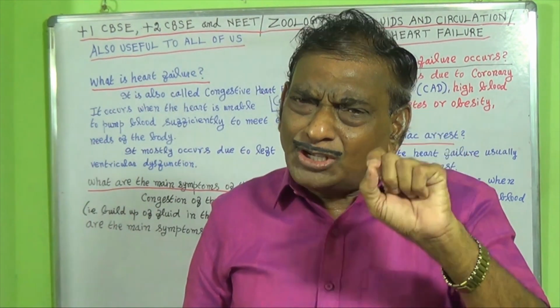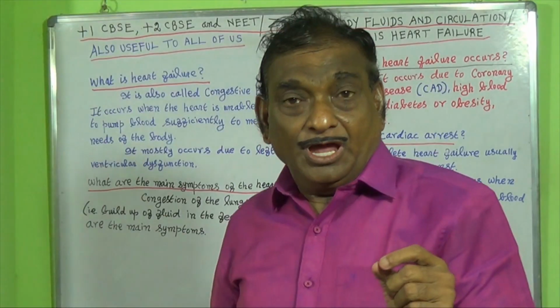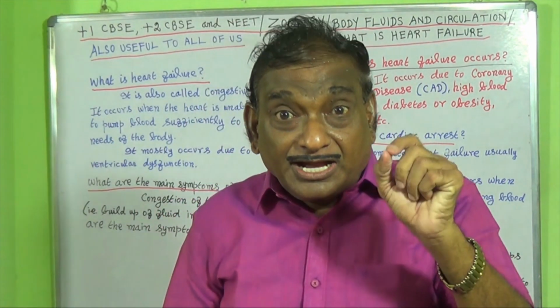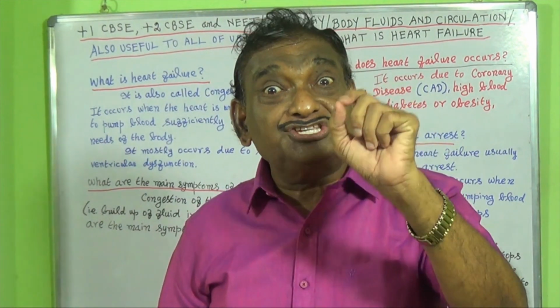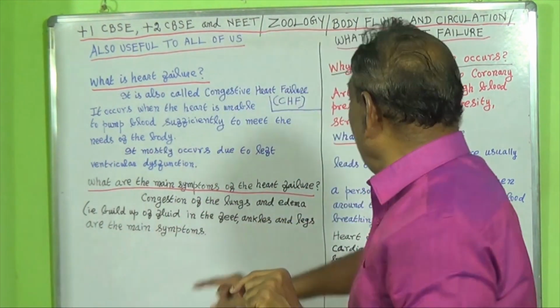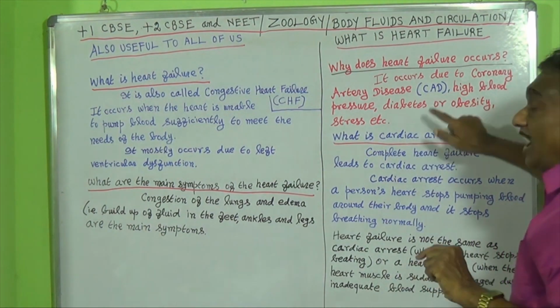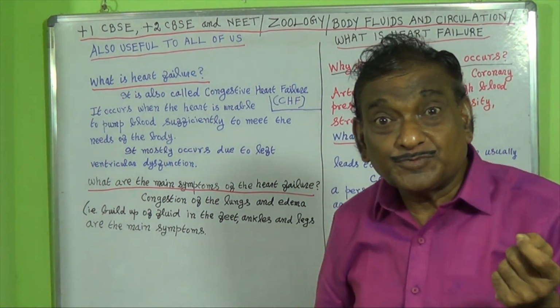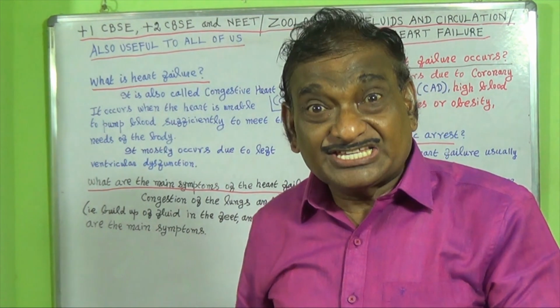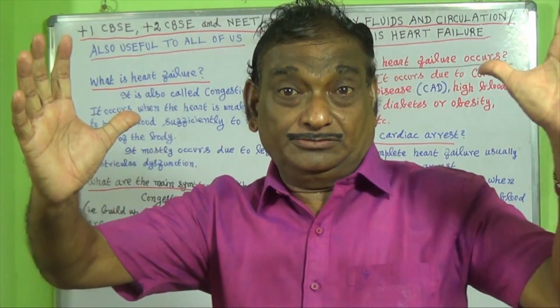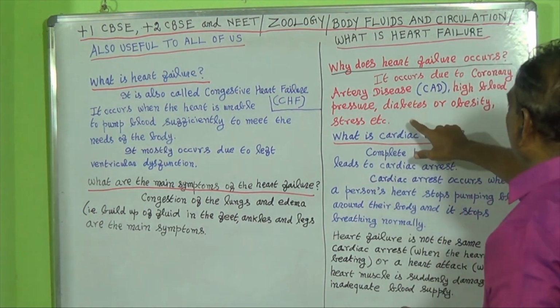Why does heart failure occur? Heart failure occurs due to coronary artery disease, that is CAD, high blood pressure, diabetes or obesity, stress, etc. You can see this fact on the board.